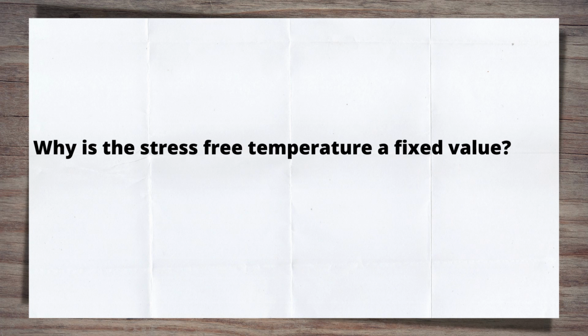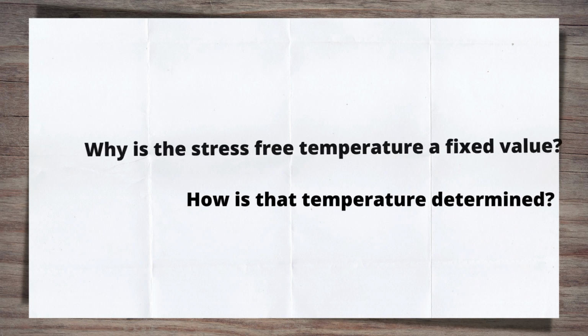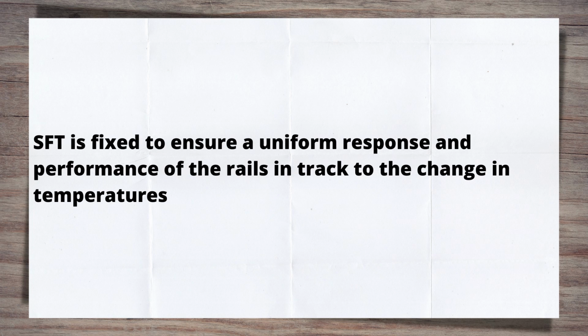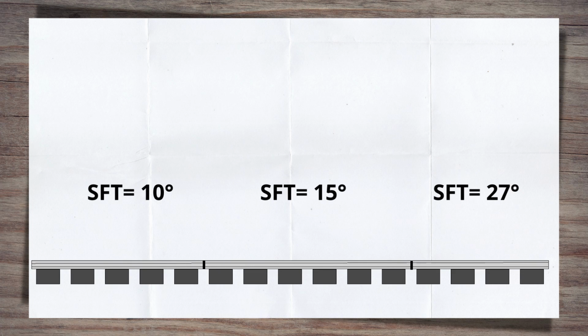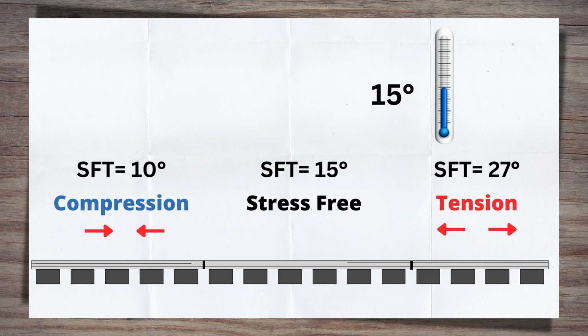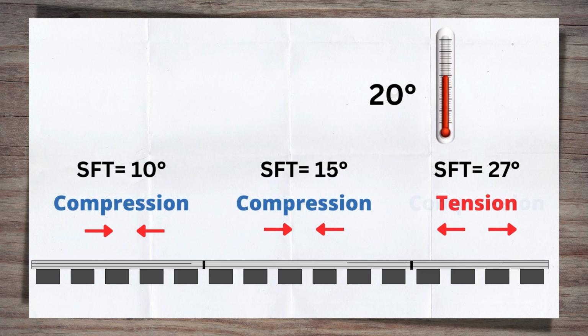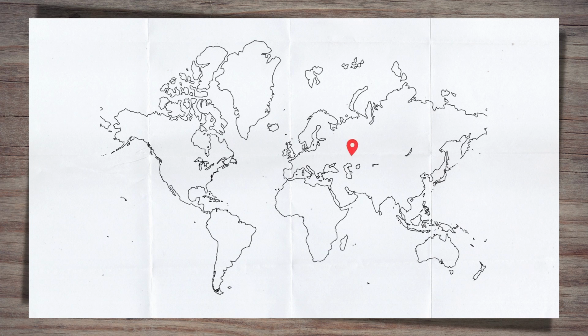So why is the stress-free temperature a fixed value, and how is that temperature determined? The SFT is fixed to ensure uniform response and performance of the sections of rails within a track to changes in temperature. Imagine if you had rails installed at different SFTs that would all start contracting and expanding at different temperatures. It would be impossible to predict the response of the rail to hot weather and therefore impossible to mitigate the risks. The temperature used as the SFT is picked based on the overall climate of the country or area in which the railway is situated.